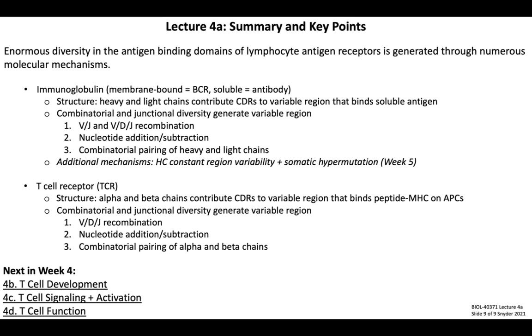Lastly, we've established that further combinatorial diversity is achieved through alternative pairing of different component protein chains in either immunoglobulins or TCRs. Again, remember that B cells also exhibit additional mechanisms of diversity which involve variation in the heavy chain constant region of the immunoglobulin protein, as well as something called somatic hypermutation in germinal centers, which we will discuss more in Week 5 during the B cell module for this course.